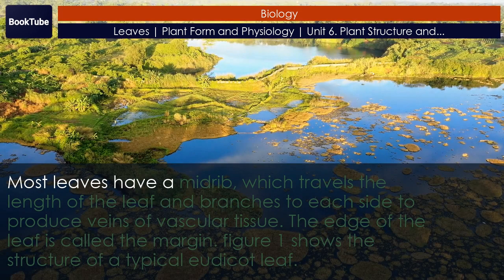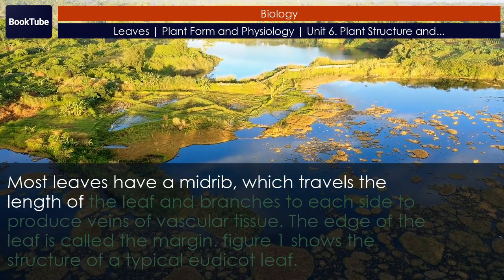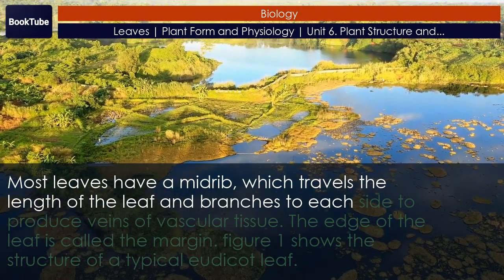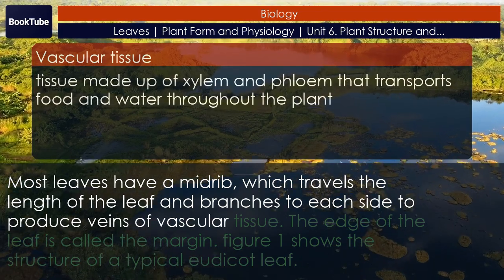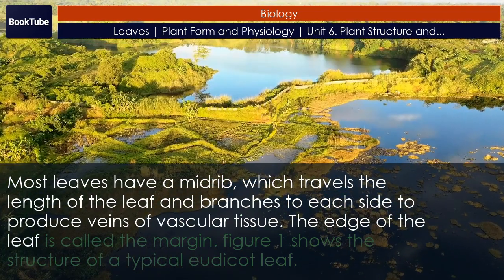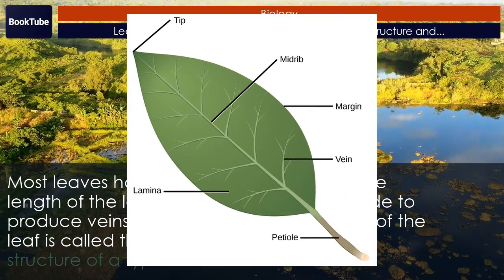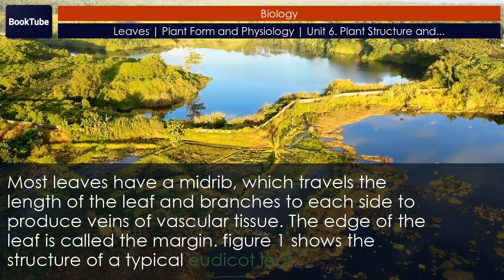Most leaves have a midrib, which travels the length of the leaf and branches to each side to produce veins of vascular tissue. The edge of the leaf is called the margin. Figure 1 shows the structure of a typical eudicot leaf.